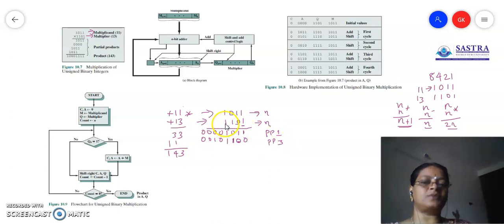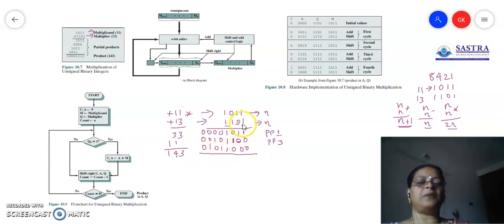This bit is also 1. So when I do the multiplication, again I have to copy the multiplicand as such. This is in the fourth bit position, so from this position I have to start writing. So this will be 1, 1, then 0, then 1, then 0. And here the unused bits I can fill with zeros. Whenever we have unused bits, you can fill them with zeros.